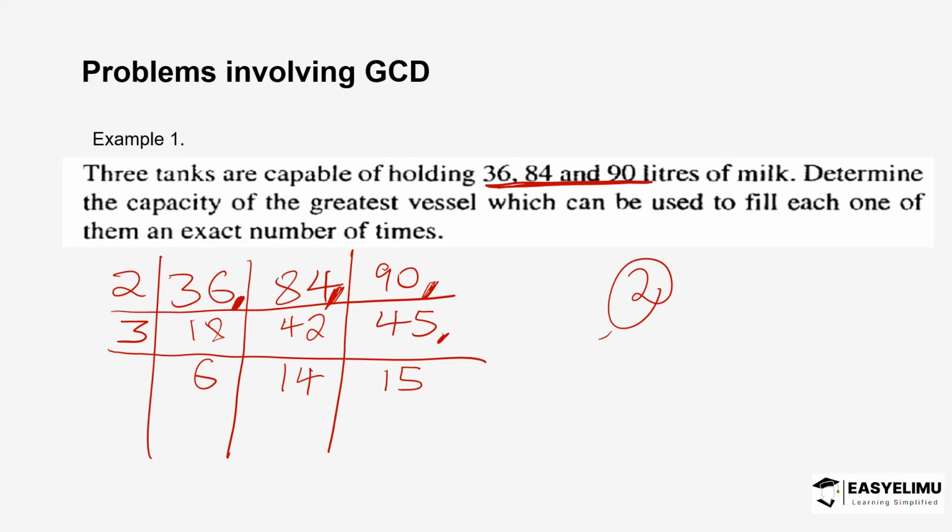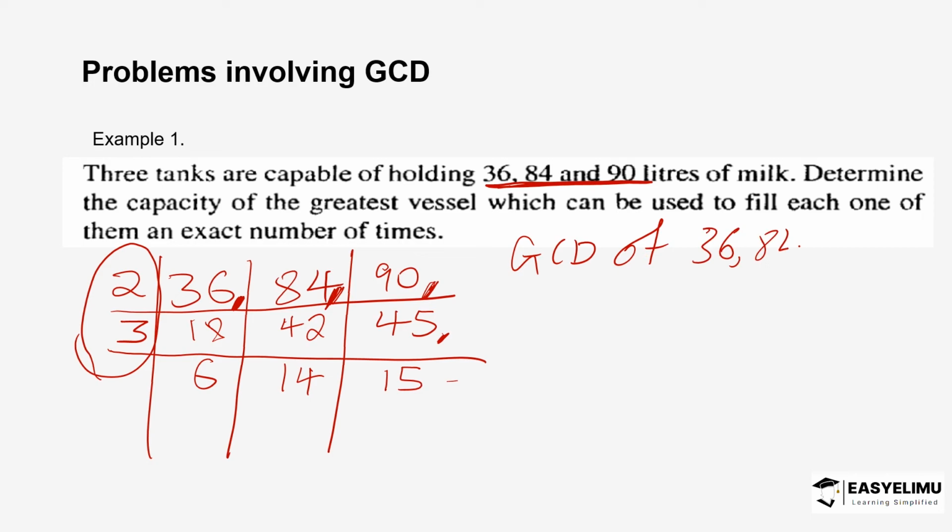Now, when you reach there, I don't know whether you'll be able to get a prime number that can divide 6, 14, and 15. Possibly no. So we stop at that. So once you reach a point when you cannot find a prime number that can divide the 3 of them, then you stop. Then you just go ahead to multiply these. So we say the GCD of 36, 84, and 90 equals 6.